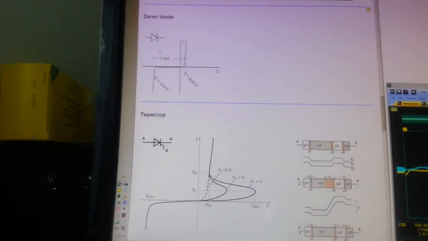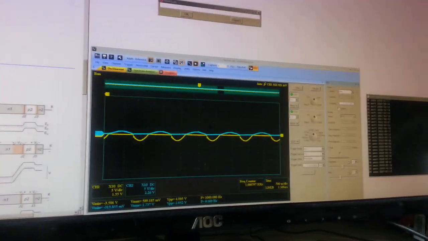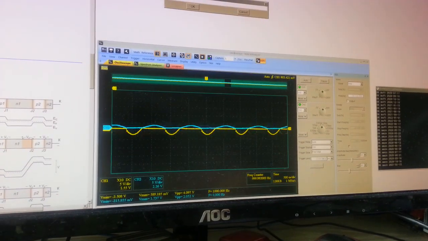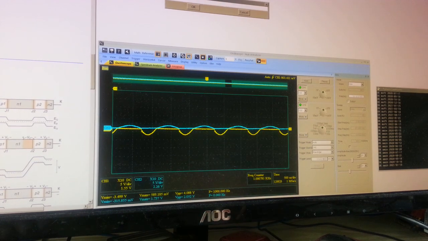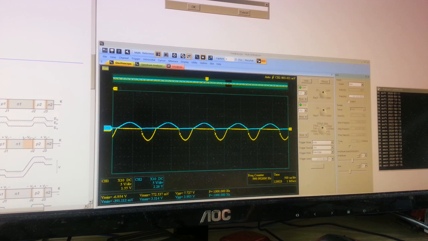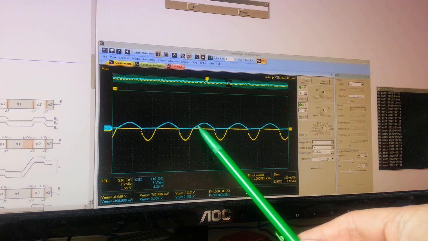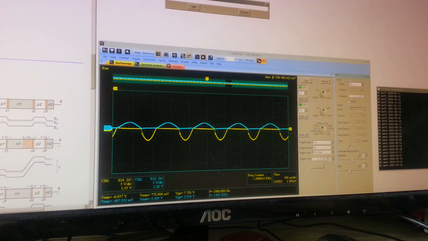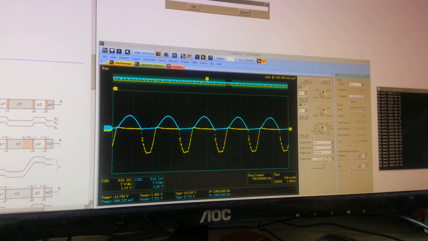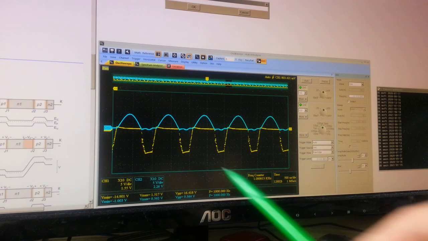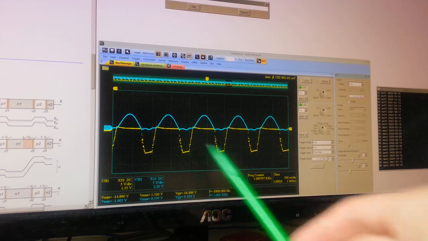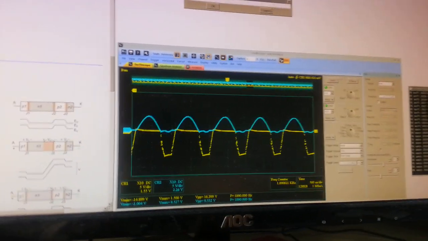So let's go to the oscilloscope screen. Again, yellow is the voltage on this device and blue is the current. Increase the voltage a bit. In those cases the Zener diode is closed, and now the diode is open, so we have the current. Let's increase the voltage a bit more. Okay, so now we see that we have the breakdown voltage at this point.